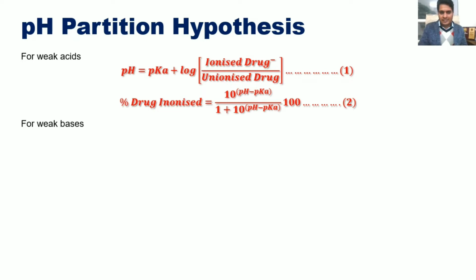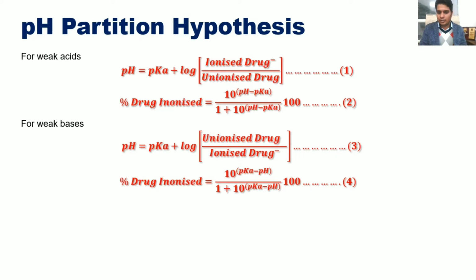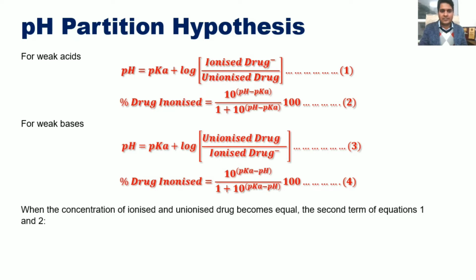And for weak bases, the equation is pH equals pK plus log of unionized drug upon ionized drug, and the percent of drug ionized is calculated by the equation: 10 to the power pK minus pH, upon 1 plus 10 to the power pK minus pH, times 100. So these are the Henderson-Hasselbalch equations for weak acids and weak bases.